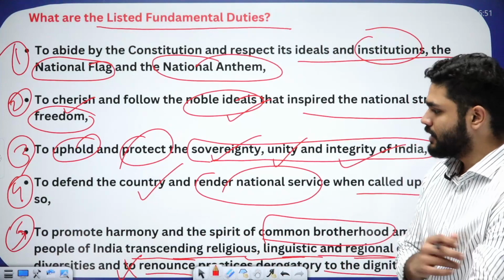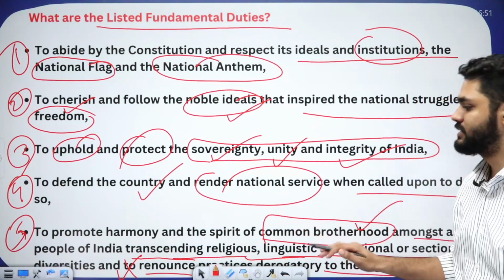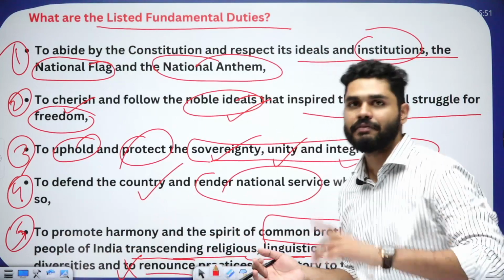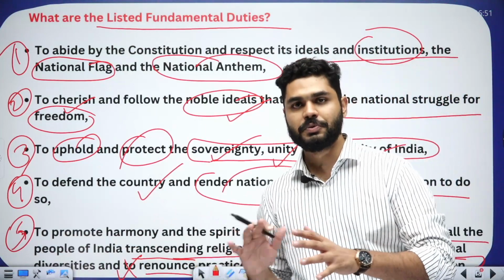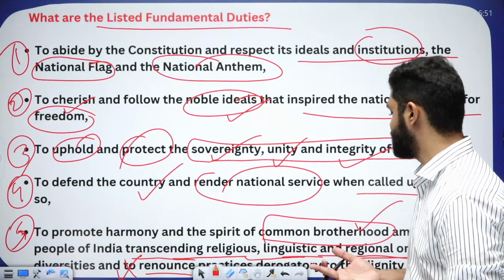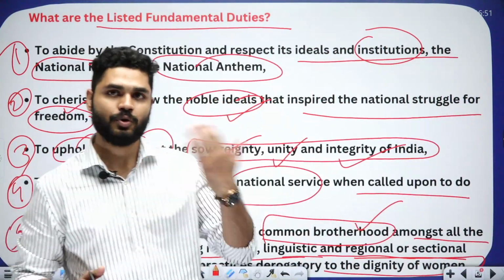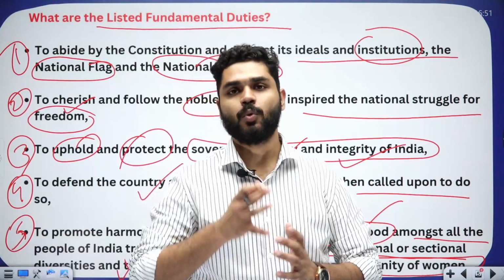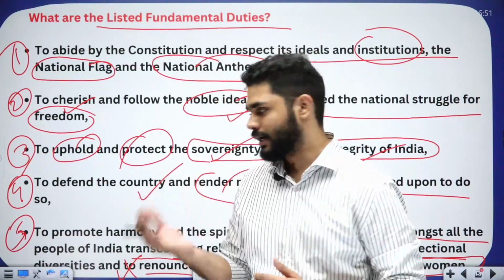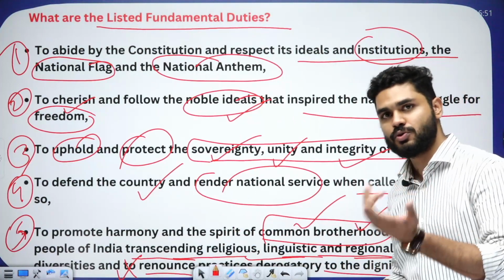Before this, another important point is to promote harmony and the spirit of common brotherhood amongst all the people of India, transcending religious diversity, linguistic diversity, regional and sectional diversities. These diversities need to be overcome, and we have to walk on the path where we talk about unity in diversity. Okay, so we need to walk on that concept, and we have to promote harmony and that spirit of brotherhood, which we also call fraternity.